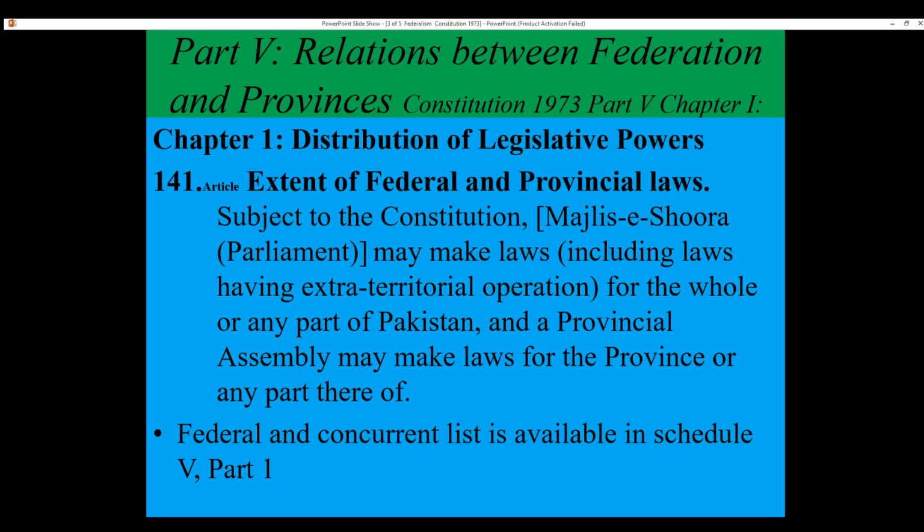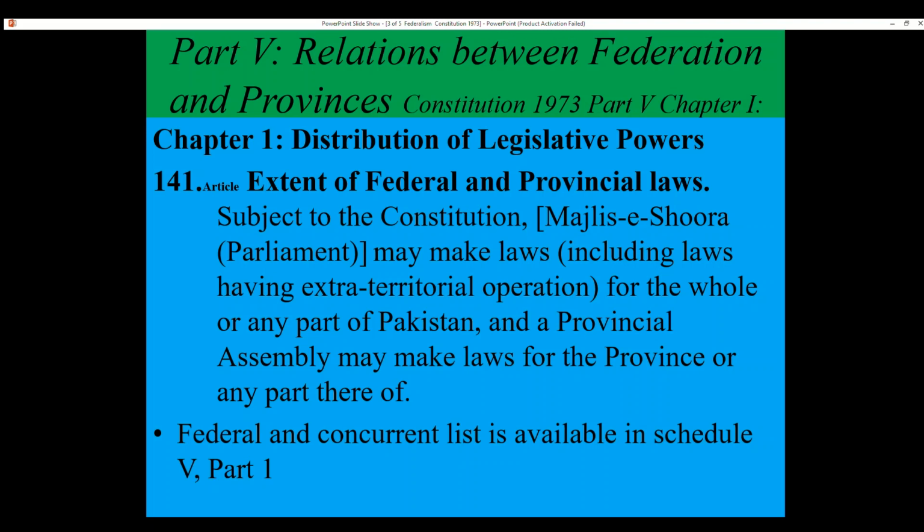The next is very important, that is distribution of powers. List of powers. Part 5th of the Constitution, relations between the Federation and provinces, between the central government and the provinces. Chapter 1 of Part 5th, distribution of legislative powers.